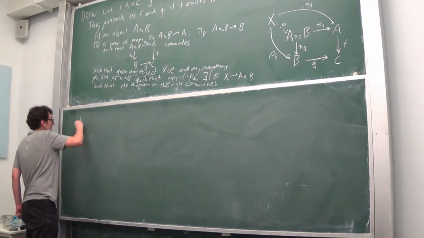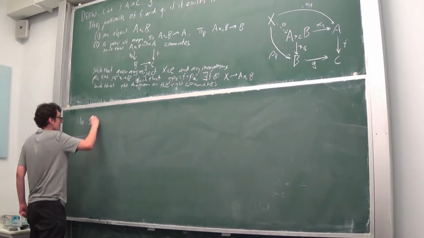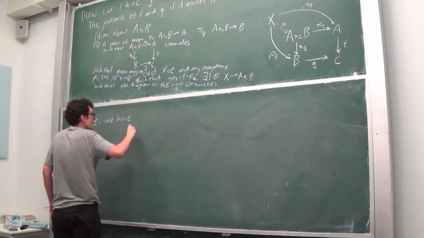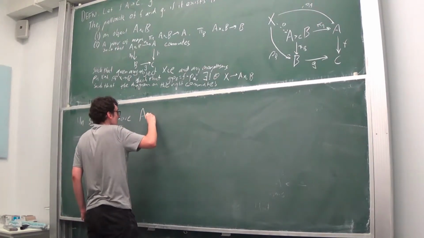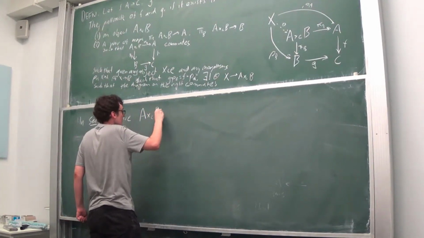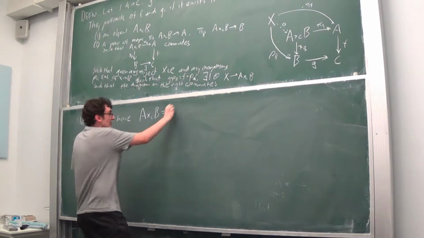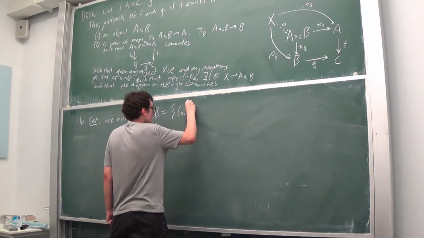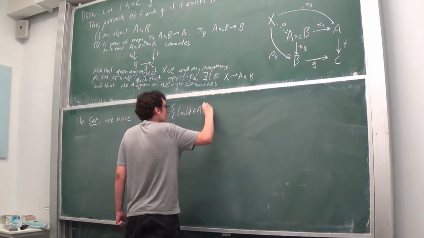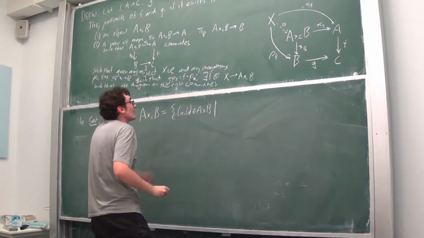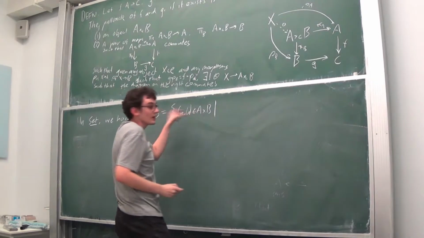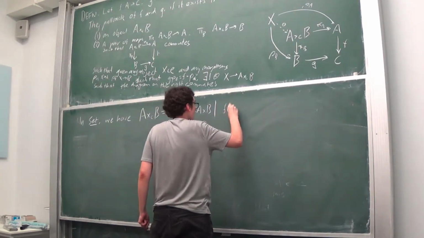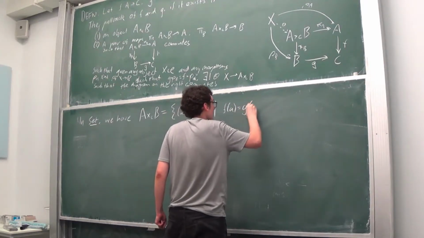So in Set, well, that turns out to be the set, it's a subset of the product, so (a, b) in A times B, such that the images under the maps F and G of the two elements in the pair are equal. So such that F(a) is equal to G(b).